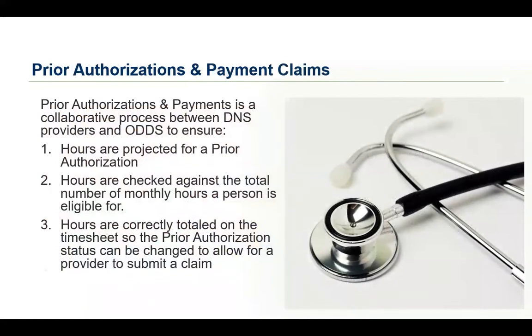First of all, completing prior authorizations and payments is a collaborative process between direct nursing service providers, CMEs and/or CDDPs, and the Office of Developmental Disability Services. All the parties have their role in making sure hours are projected for a prior authorization and hours are checked against the total number of monthly hours a person is eligible for by the CMEs. In addition, the providers and CMEs need to make sure hours are correctly totaled on the timesheet so the provider's authorization status can be changed to allow for a provider to submit a claim.